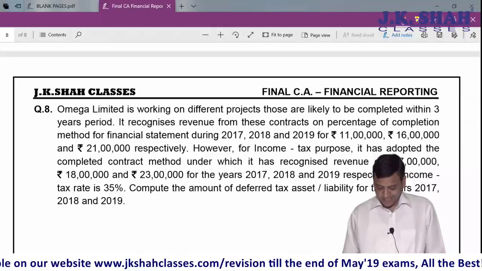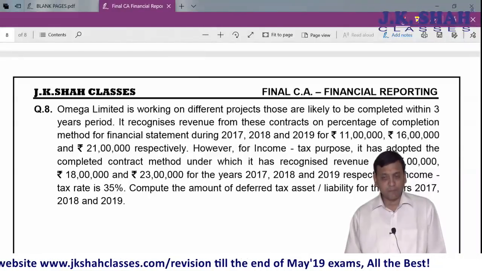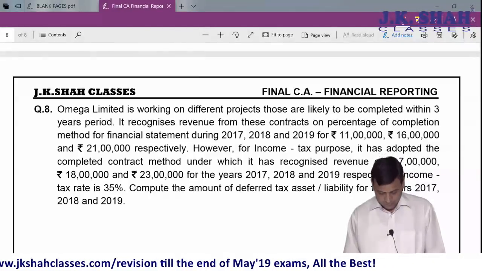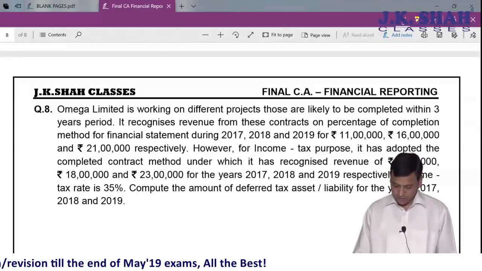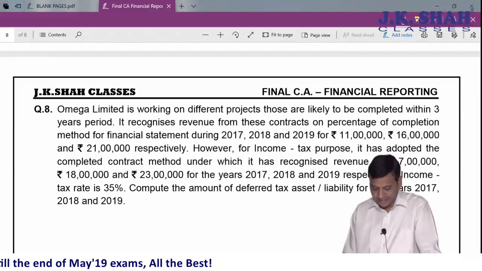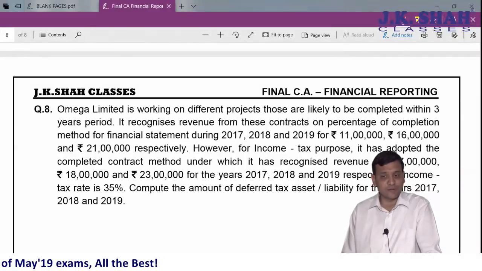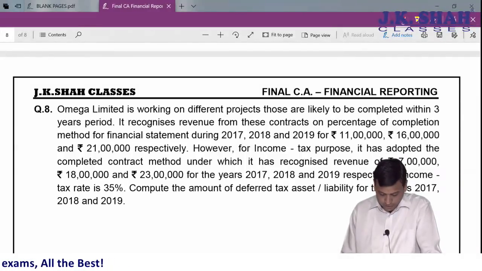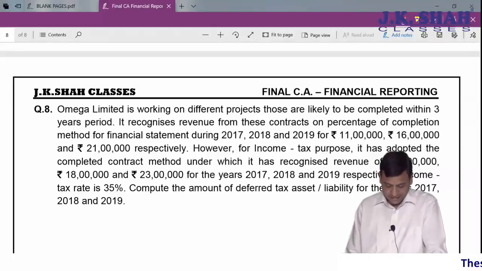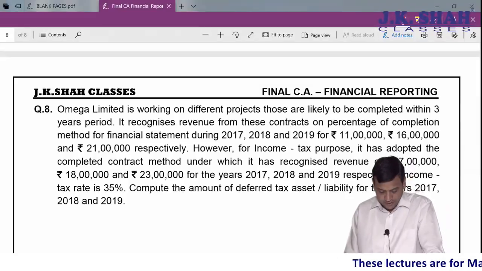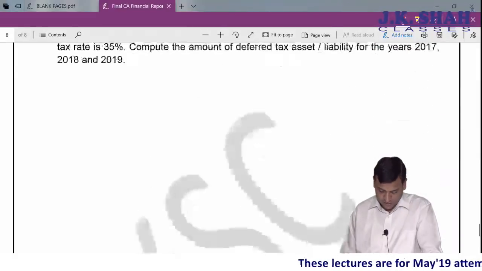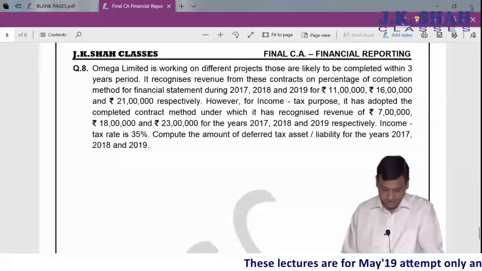Omega Limited is working on different projects. Those are likely to be completed in 3 years period. It recognizes revenue from this contract on percentage of completion method for financial years 17, 18, 19 as 11 lakhs, 16 lakhs, 21 lakhs. However, for income tax purpose, it has adopted completed contract method under which it recognizes revenue of 7 lakh, 18 lakhs and 23 lakhs for these years 17, 18 and 19 respectively. Income tax rate is 35%. Compute the amount of deferred tax asset or deferred tax liability.